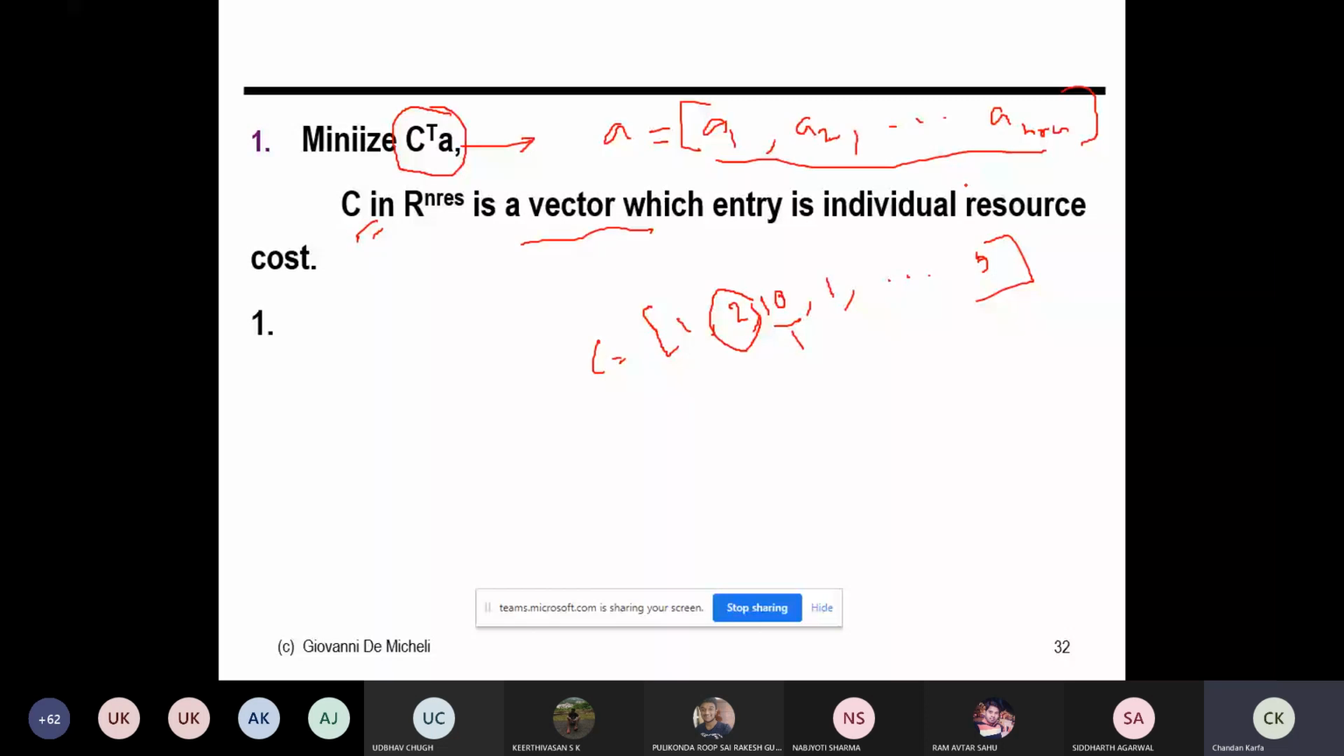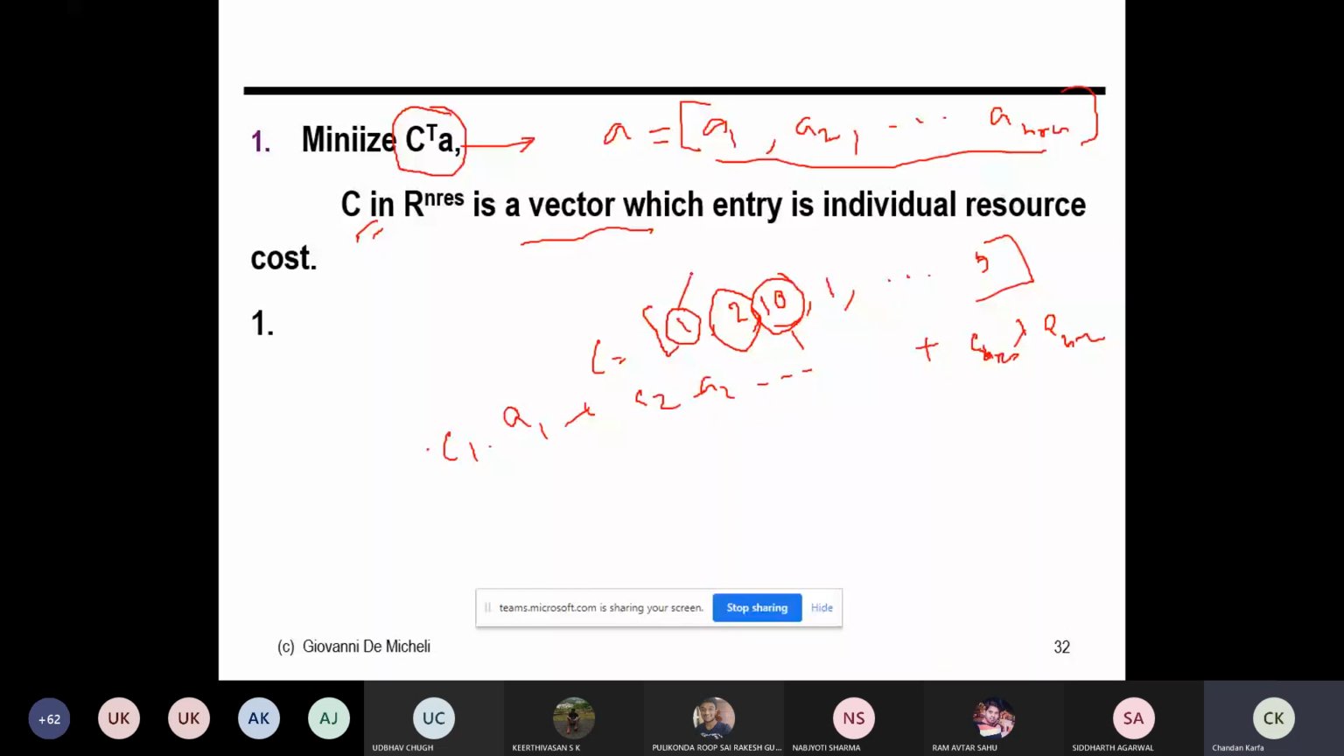So what does it mean? Suppose this is basically C1 into A1 plus C2 into A2 and so on, then Cn resource into An resource, right? So I want to minimize this expression. Because I know that if, say, the multiplier cost is 10, then if I use one more multiplier, that means 10 units more cost, but if I add one more adder, my cost will be increased by 1 unit, right?